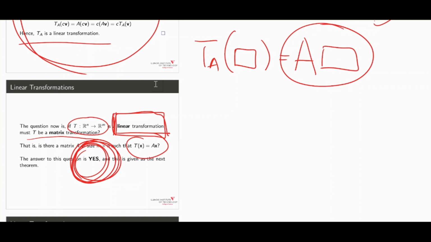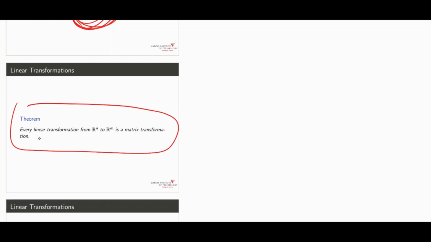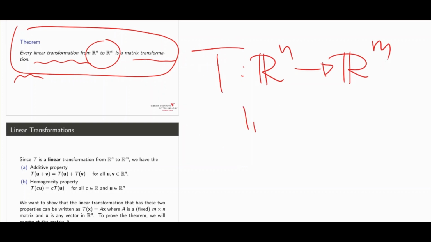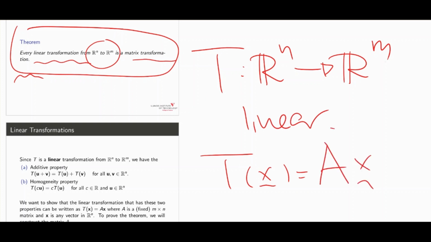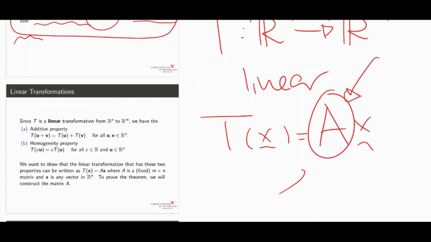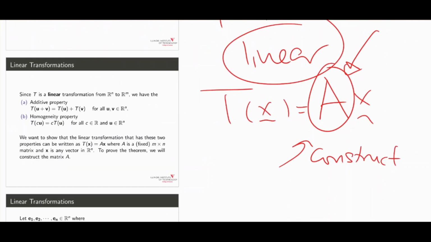They say that a linear transformation is a matrix transformation, and they actually tell you how to construct, how to find that matrix A, all right? So how do we find that matrix A? All right, so let's look at this theorem. This is the theorem which says that a linear transformation from Rn to Rm is a matrix transformation, so we want to prove it. In order to prove it, we better find that matrix A. So if you're given a transformation from Rn to Rm, and if it is linear, we want to show that actually that transformation can be written like this with some special A that we are going to construct. So we are basically going to construct this matrix A to show that linear transformations are matrix transformations.